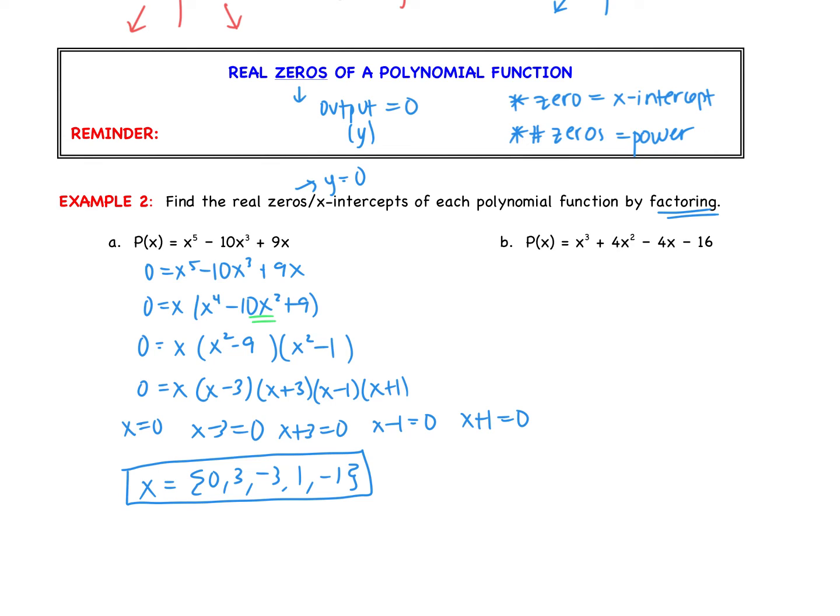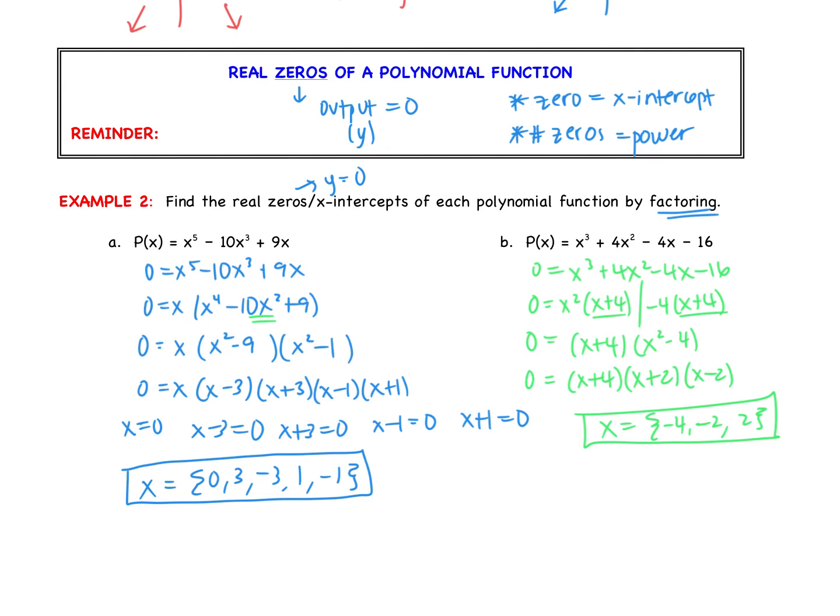Alexia, how did we know at the beginning we were going to get 5 answers? With the power. X to the 5th, we should get 5. They're not necessarily going to be 5 different answers, but you're going to get 5 answers. You all do B. We'll come back together, go over it, and then we'll take a break. So please do B. This is what I got. -4, -2, and 2.